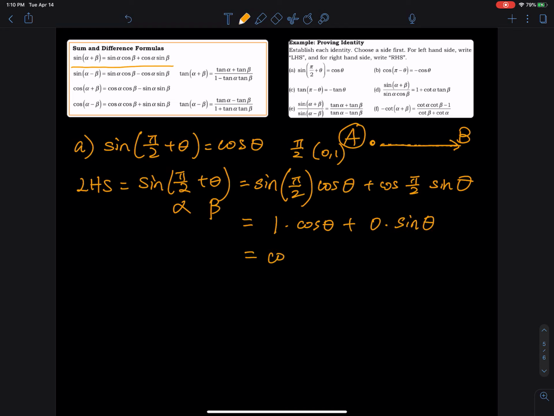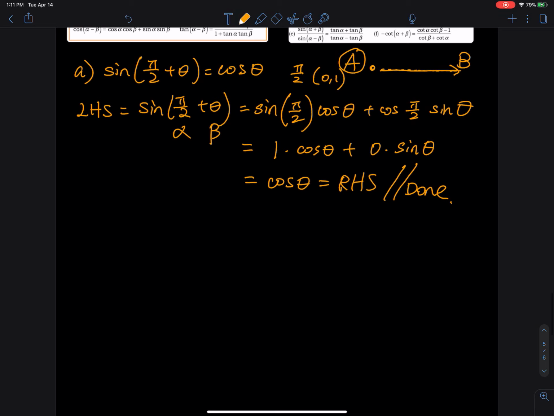So you only have cosine. That is equal to the right hand side. So the job is done. That's how you write a proof. Again, do not start on both sides. If you start on both sides, the whole thing is wrong. You are not going to get a single point for it.